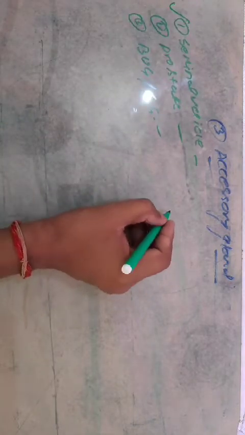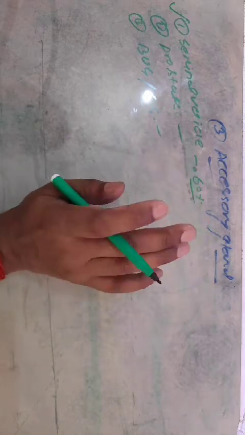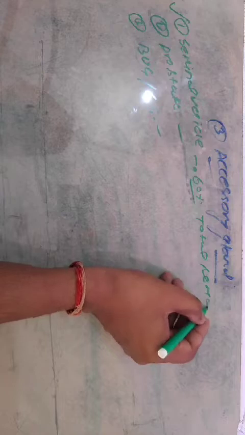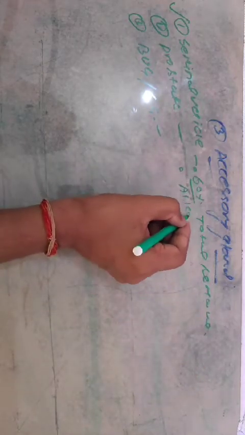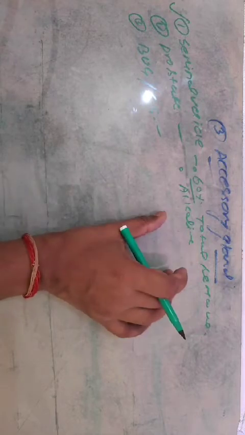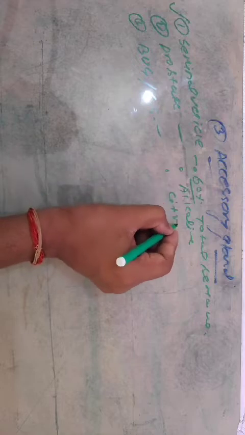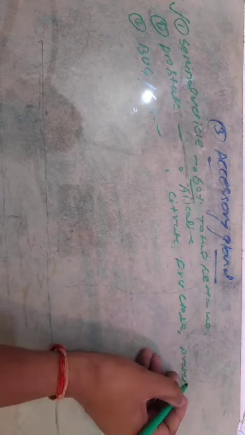Seminal vesicles contribute 60% of the total semen. That is very important. It is alkaline in nature, so it neutralizes the acidic pH of the overall semen. It contains citrate, fructose, and proteinaceous substances that help to provide nutrition and also provide energy.